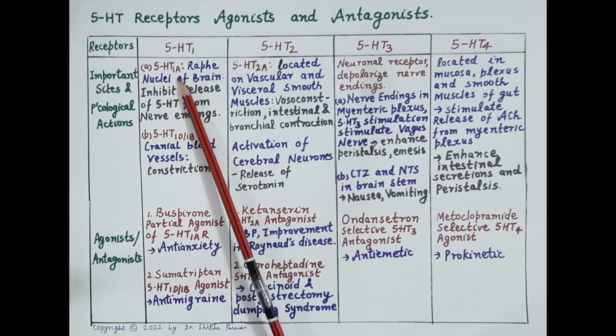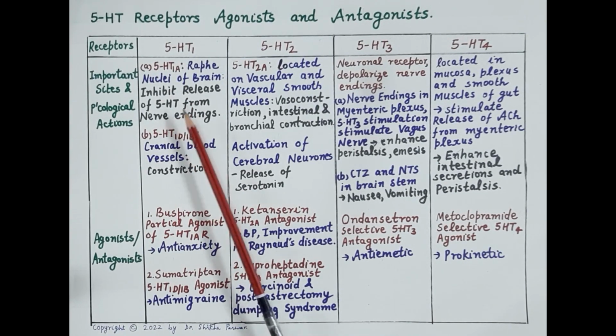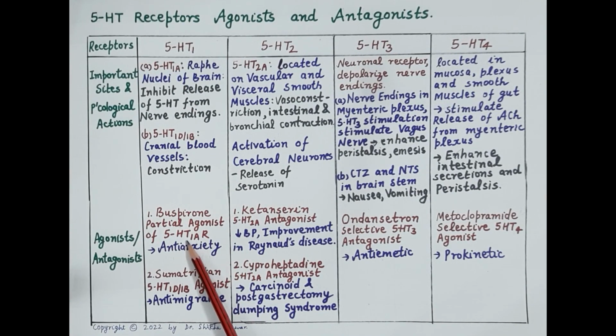5-HT1A receptors are autoreceptors. These are G inhibitory protein coupled receptors. Activation of 5-HT1A receptors reduces firing of the Raphe neurons, and this inhibits release of 5-HT from the nerve endings in the brain. Buspirone, a partial agonist of 5-HT1A receptors, is used clinically as an anti-anxiety drug.